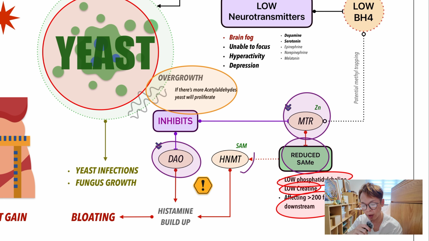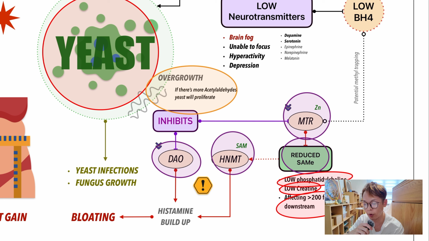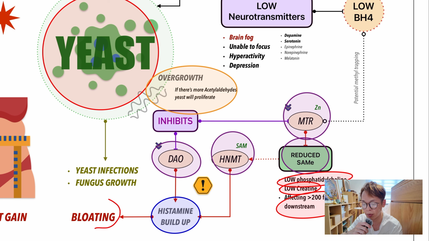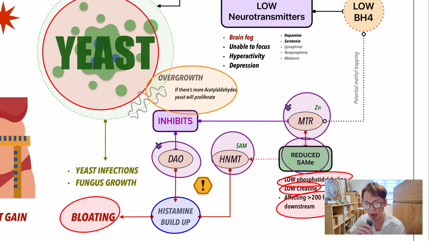Then SAMe also will affect your HNMT enzyme in the histamine pathway. HNMT deals with intracellular histamine, which is inside the cell. And if you shift over to the left over here, you will see your diamine oxidase enzyme. Diamine oxidase enzyme deals with histamine outside of the cells. Then when you have all these inhibitors that slow down these enzymes, you cause histamine to build up. Then when histamine builds up, you tend to show more histamine symptoms such as your bloating. Then when your yeast starts to overgrow more and more, you get more yeast infections and even fungus growth.